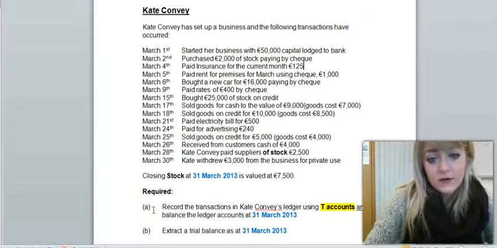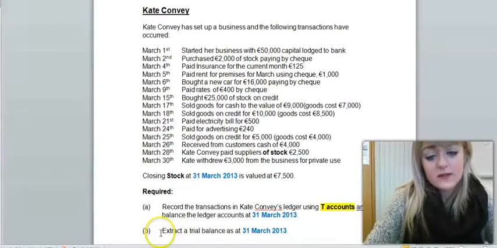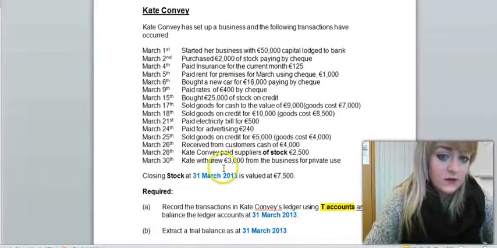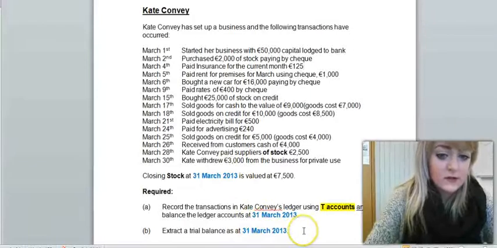Part A says to record the transactions in K-Combi's ledger using T accounts and balance the ledger accounts of the 31st of March 2013. Straight away, once I see T accounts, I highlight it, so I know that I need to use T accounts to get the full marks for this question. The second part asks us to extract a trial balance as at the 31st of March 2013. I've highlighted in blue, 31st of March 2013 is when we have to balance the accounts, just to make sure that I know what I'm doing here.